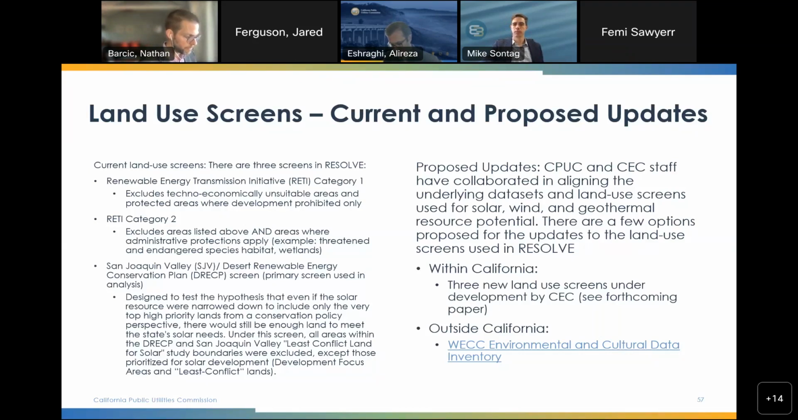What we're proposing to do in this IRP is actually move from these 3 land use screens to updated land use screens. The CPUC and the CEC staff have collaborated in aligning on the underlying data sets and land use screens that are used for solar, wind, and geothermal resource potentials, both within California as well as outside of California. Outside of California, our consideration is to use the WECC Environmental and Cultural Data Inventory. And in the next slides, I'll talk a little bit about some of the considerations being used for within California. Next slide.